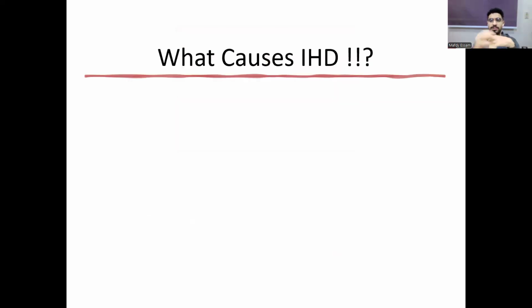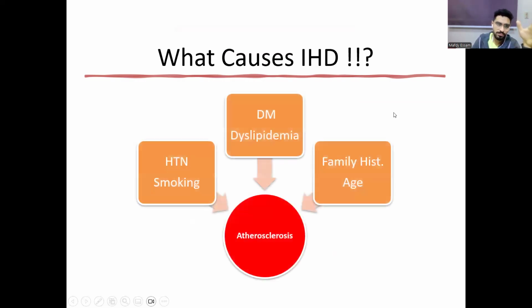So what causes the narrowing in ischemic heart disease? What usually causes the narrowing is atherosclerosis. And as you may know, atherosclerosis has a lot of risk factors, including hypertension, diabetes mellitus, dyslipidemia, family history, and age. And by the way, the single most important modifiable risk factor for coronary artery disease and ischemic heart disease on USMLE exams is smoking, and this is a high yield point.